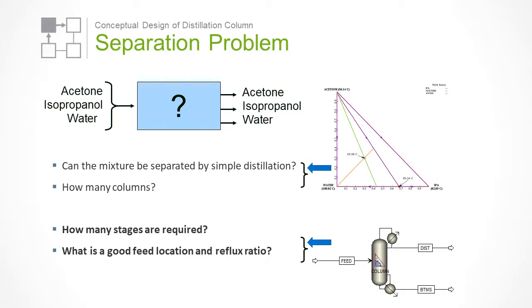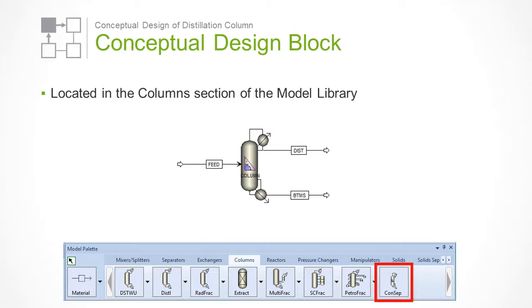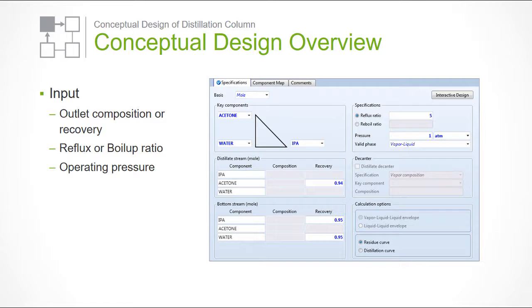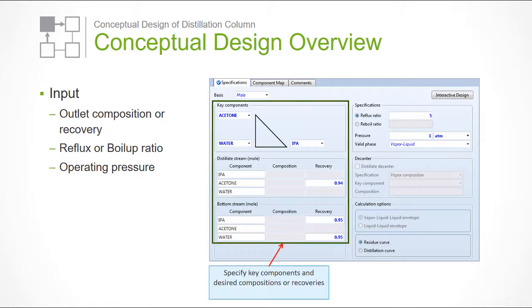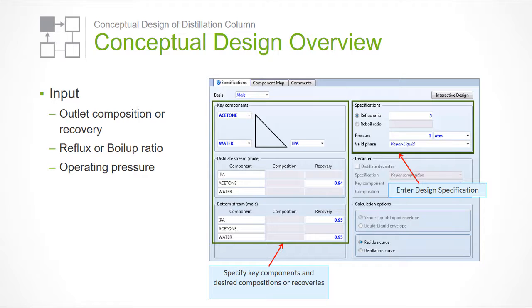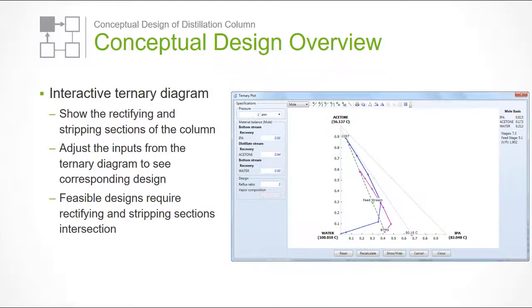In Aspen Plus, the conceptual design block named Concept can be used for these designs. The conceptual design block is available in the column section of the model library. The Concept block requires 3 specifications to be defined: the outlet composition or recovery, the reflux or reboil ratio, and the operating pressure. One main feature of the conceptual design block is an interactive ternary diagram.